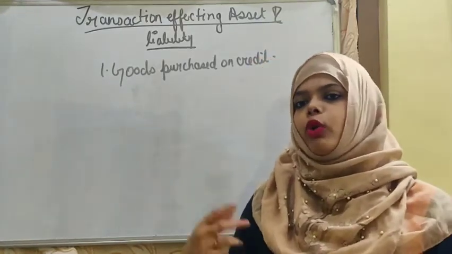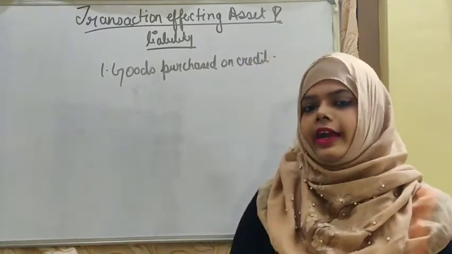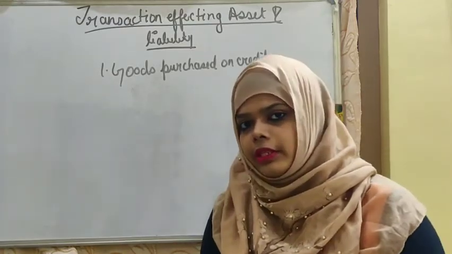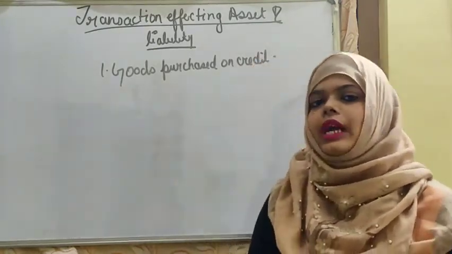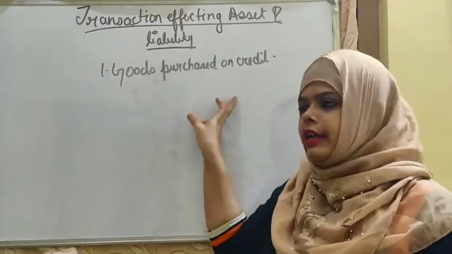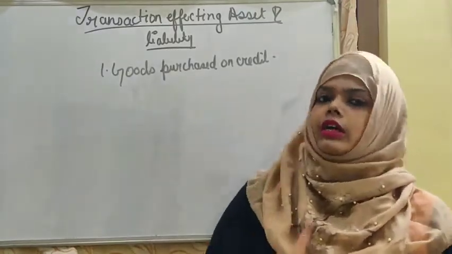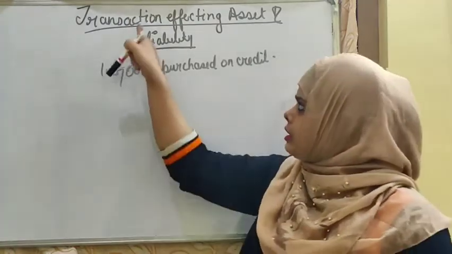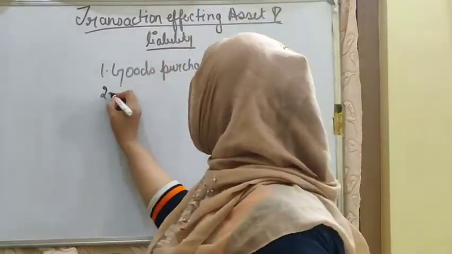The money which we owe to outside parties of the business is owed to the creditor. The person to whom we owe from the business is the creditor of the business. So credit means we owe some money to the outside. If we owe, that is an outsider's equity. So on credit is the liability part and goods are the asset part. So this transaction will affect both the asset side and the liability side.